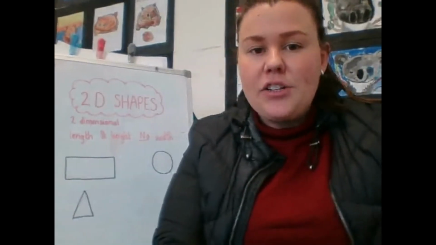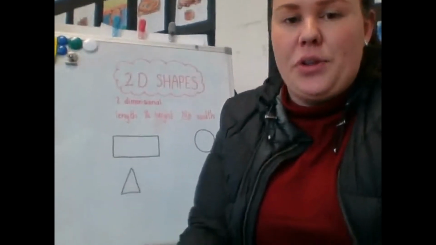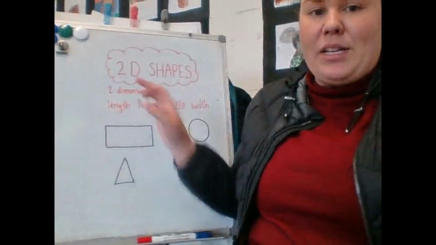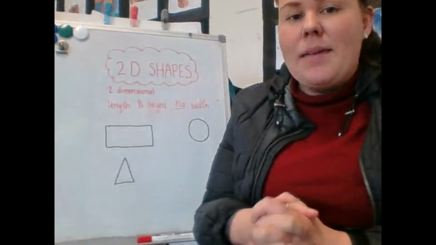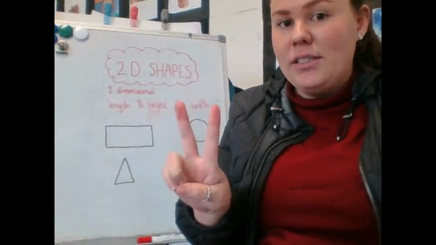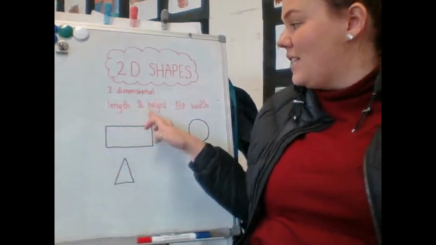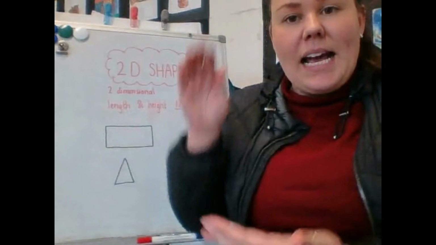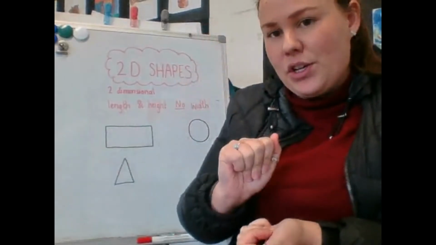Your introduction to 2D shapes is just here on the board behind me. 2D shapes are shapes that are two-dimensional. That's why we say 2D. It means they only have two dimensions, which is length and height, but they don't have any width to them. So shapes that are flat, there's no width to those shapes at all.